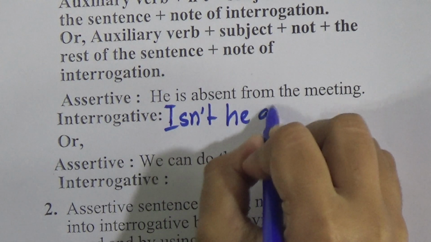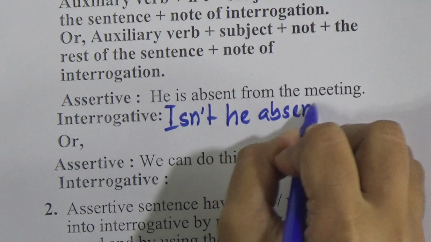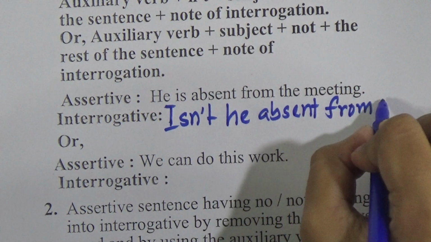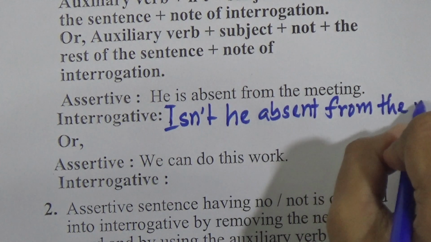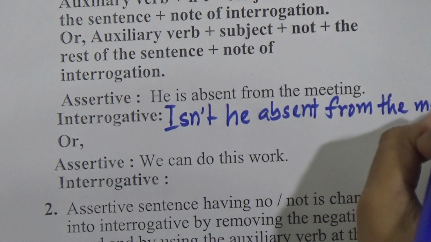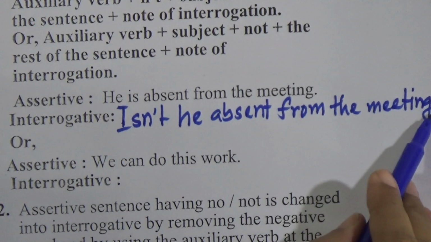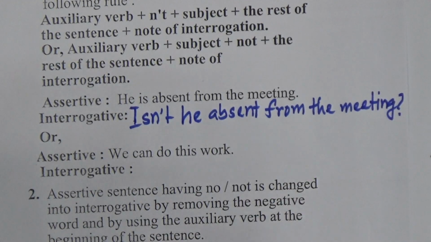Isn't he absent from the meeting? And the note of interrogation, that means the question mark. Now we will go to our next example, that means our next exercise.